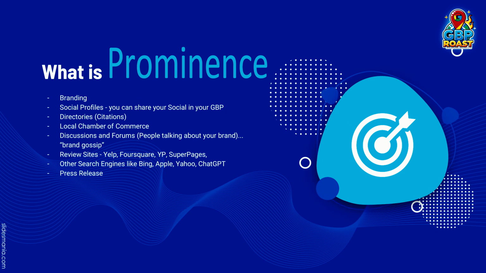I'm going to talk about something called prominence. This is something that Google uses within their Google Business Profile algorithm to help you get better rankings and be seen by more customers. And that all comes down to branding. The way that you can do that, you want to set up your Facebook profile, your Instagram. Within your Google Business Profile, there's a whole section which I'll go over today where you can put in your social profiles directly.